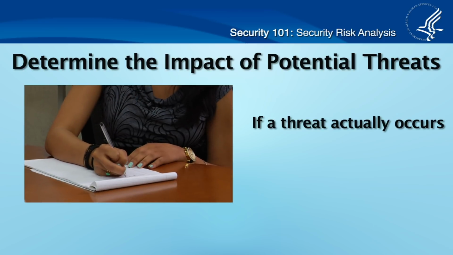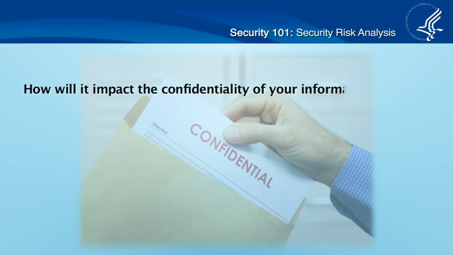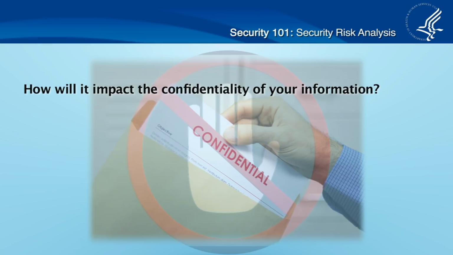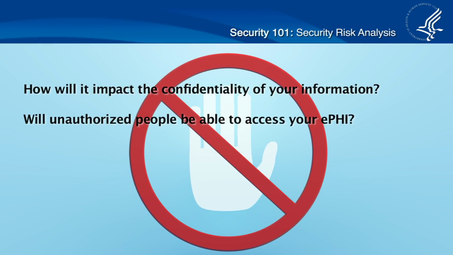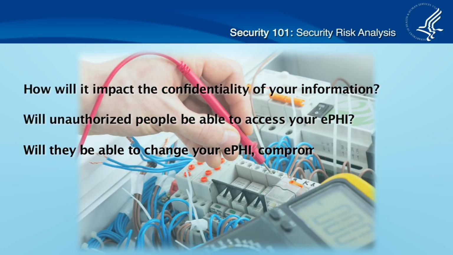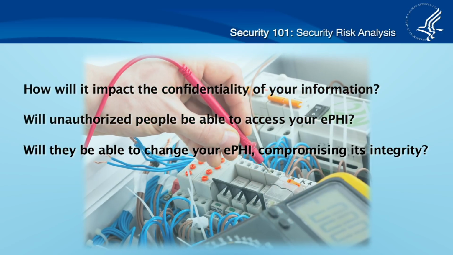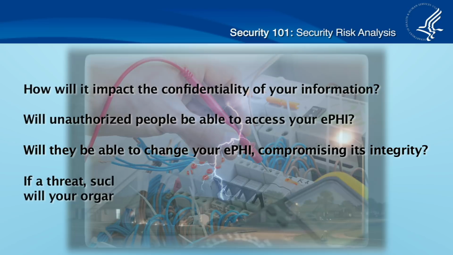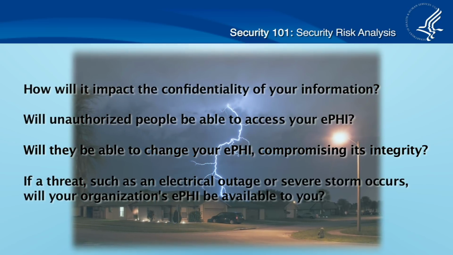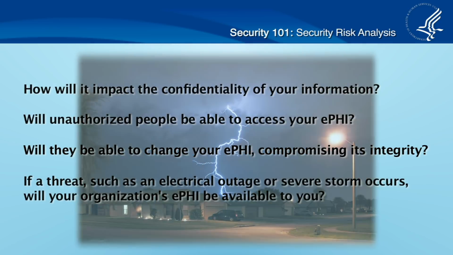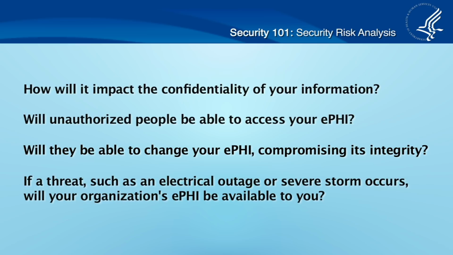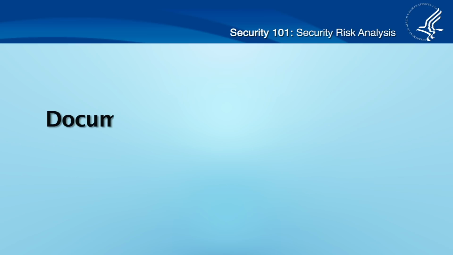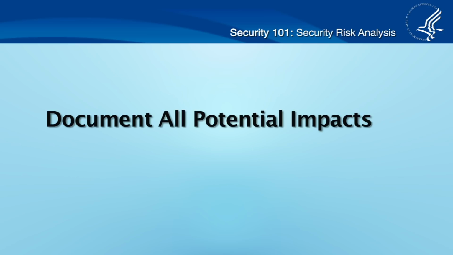If a threat actually occurs, how will it impact the confidentiality of your information? Will unauthorized people be able to access your EPHI? Will they be able to change your EPHI, compromising its integrity? If a threat, such as an electrical outage or severe storm occurs, will your organization's EPHI be available to you? You need to document all potential impacts associated with a threat to your EPHI actually occurring.